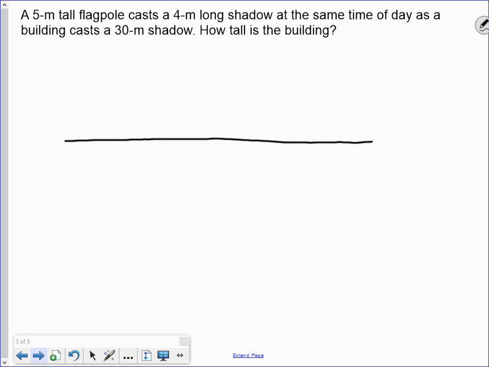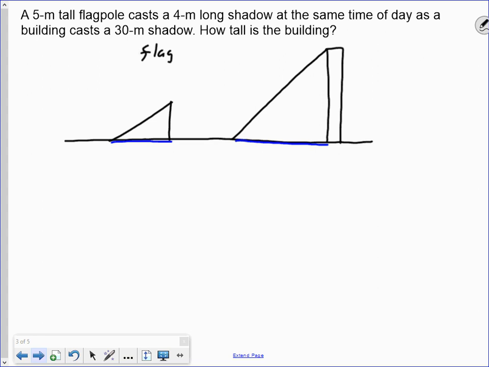So this is going to be the ground. I'm going to put our building over here. We don't know how tall the building is. And I'm going to put our flagpole right over here. And what we know is that the sun is shining at some angle. So our flagpole is going to cast a shadow down here like this. And I guess I'll just sort of highlight this shadow here in blue. And our building is going to cast a shadow like this. And so this is going to be the shadow of the building. So this is our flagpole. This is our building.